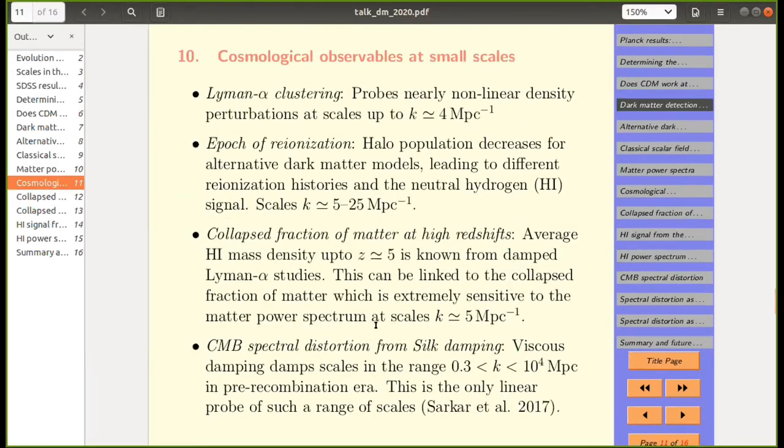So here is a list of the kind of cosmological observables we may have at small scales. It must be admitted right away that none of these are at the same level as CMB, right? Because there are modeling uncertainties. So a very powerful probe is Lyman alpha clustering, and I'm doing some work on it, but it will take me very far from where I want to be, so I won't discuss it.